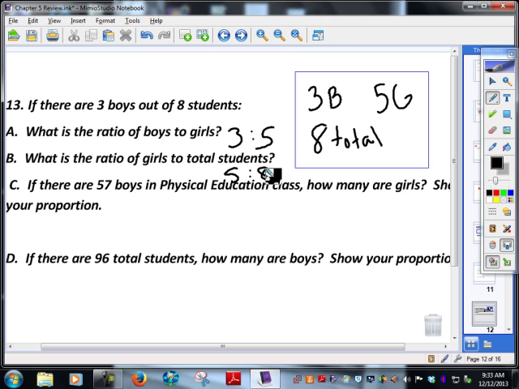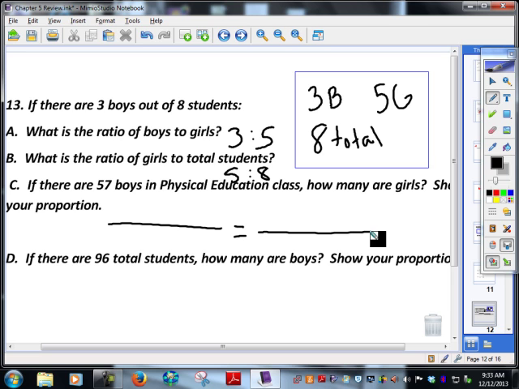Okay, if there are 57 boys in the physical education class, how many girls? You must show your proportion. So this is what I want. Remember, I'm not putting any numbers on there whatsoever. There are no numbers going on there yet. I'm going to get my labels on there and figure out what it's asking for. Is it going to be boys to girls, boys to total, or girls to total? We don't know yet.